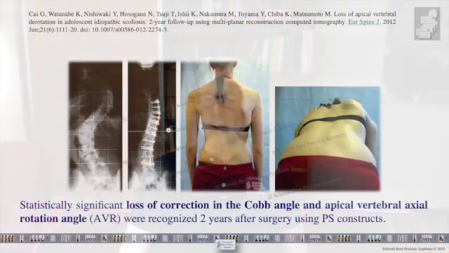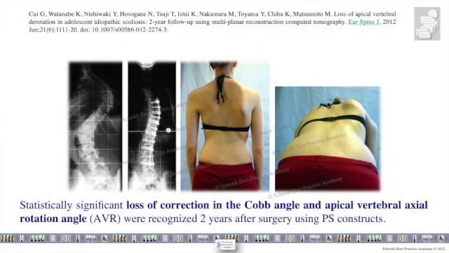Currently, there is no medical justification for scoliosis surgery in the literature, especially since there is evidence of clinical as well as radiological loss of correction in the medium term.